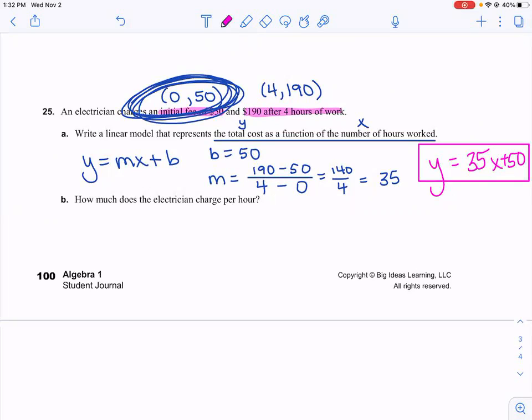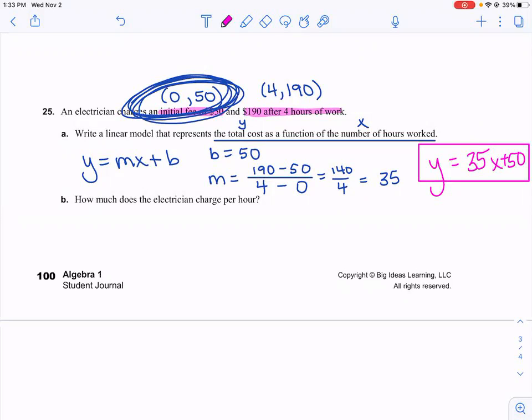Now, how much does the electrician charge per hour? $35. What'd you say? 85. Okay, so I have 2 people telling me that $35 is how much they charge per hour. That's a lot. That's not reasonable.